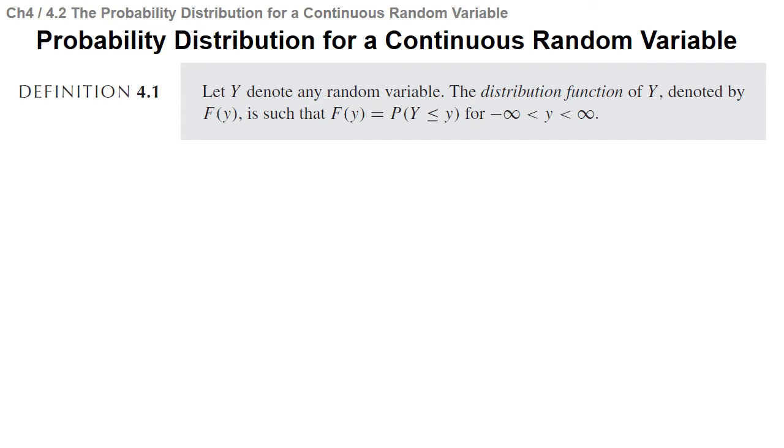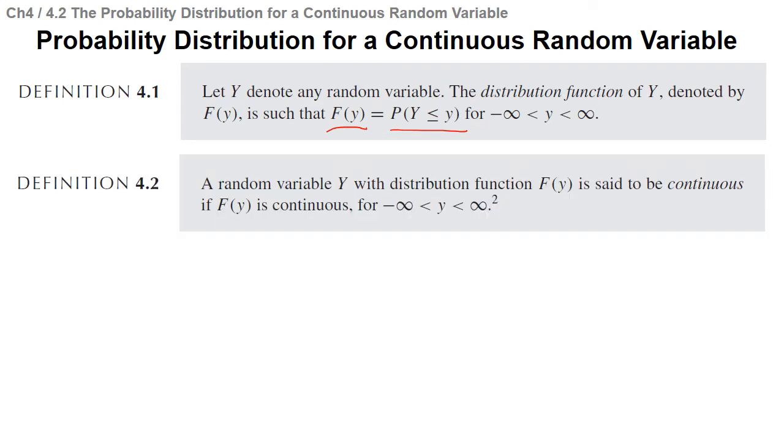The distribution function of Y is this one. F_Y is the probability of random variable Y being smaller than or equal to small y. This is the definition of the distribution function, and in definition 4.2 we define a continuous random variable Y. What is a continuous random variable? By definition, a random variable Y with distribution function F_Y is said to be continuous if F_Y is continuous for the domain of Y.